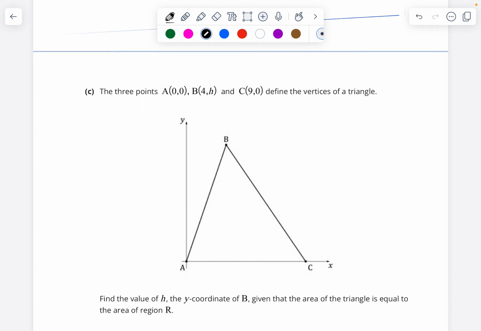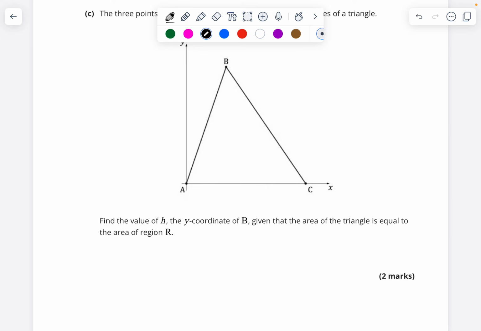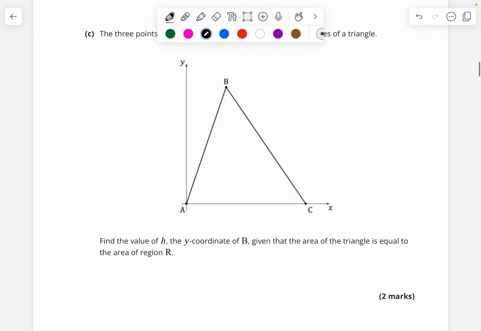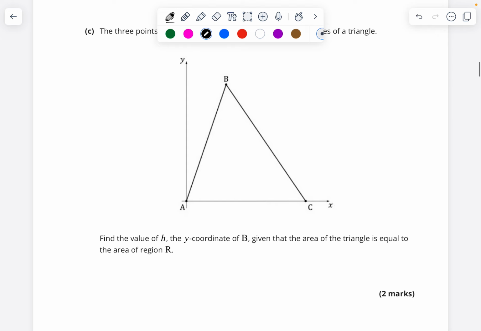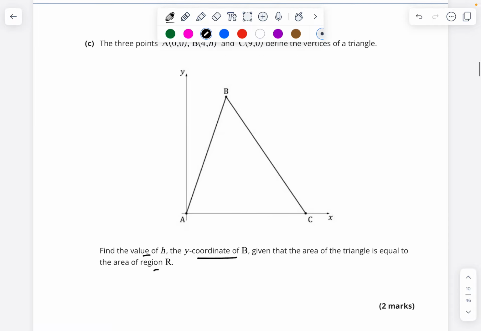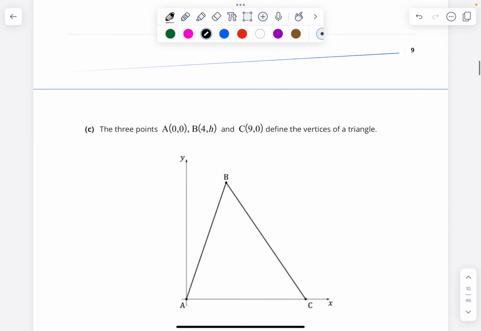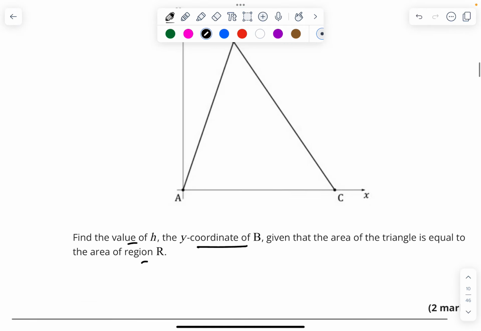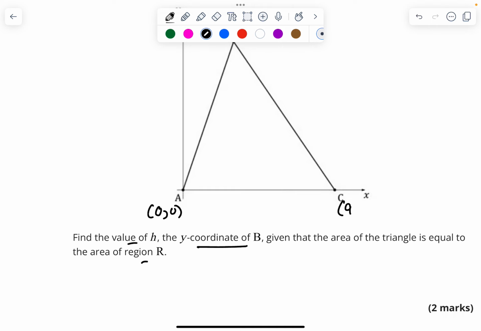Now, the 3 points are the vertices of a triangle. Find the value of B, the y coordinate of B, given that the area of the triangle is equal to the area of the region. Now, what is that? A to C. A is (0, 0), C is (9, 0). So this is (0, 0) and this is (9, 0).